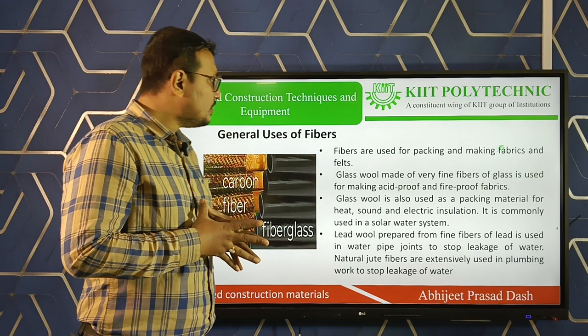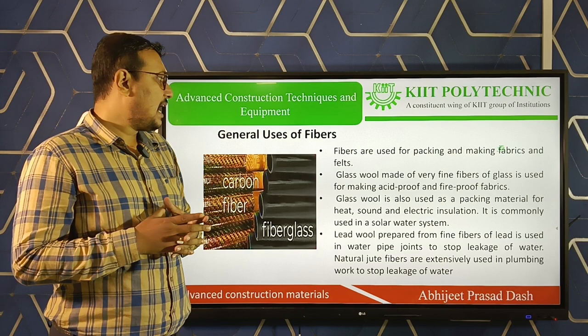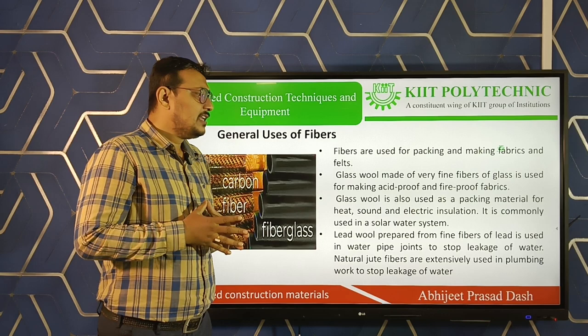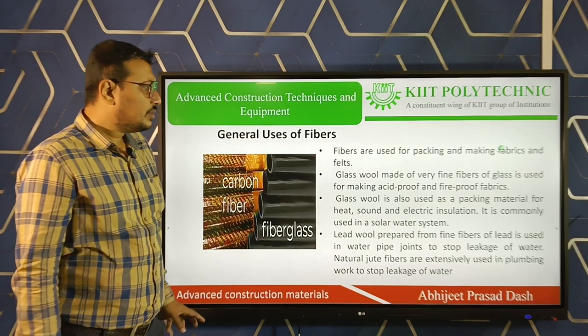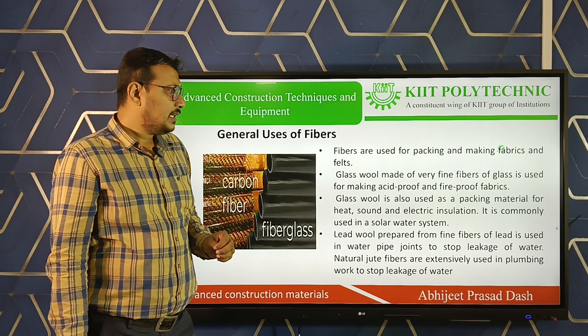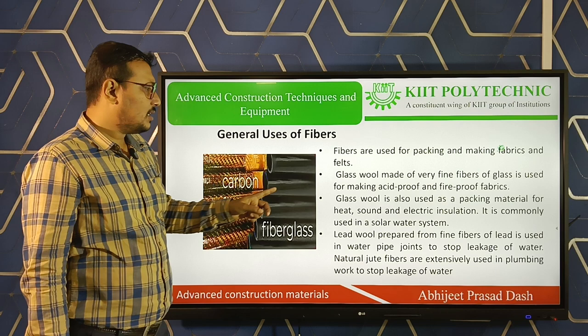Fibers are used for packing, making fabrics and felts. Glass wool made up of very fine fibers of glass is used for making acid proof, fire proof fabrics. Glass wool is also used as a packing material for heat, sound, electric insulation. It is commonly used in a solar water system.